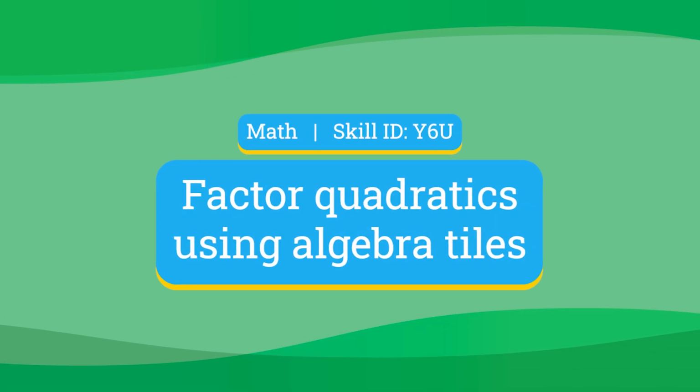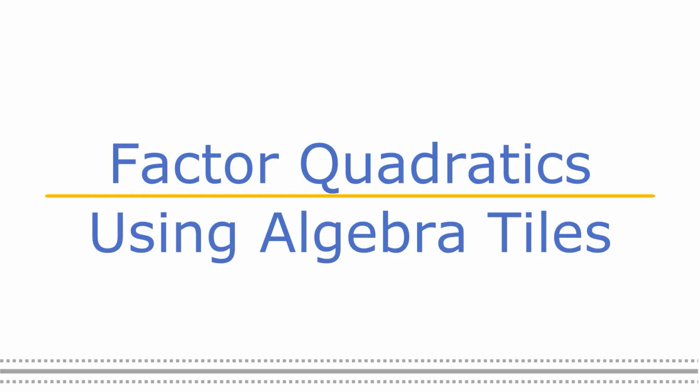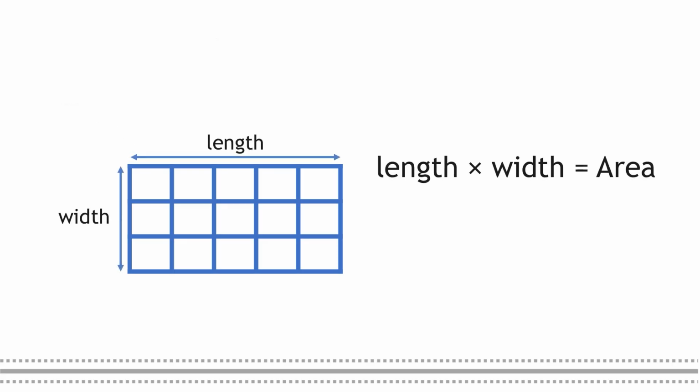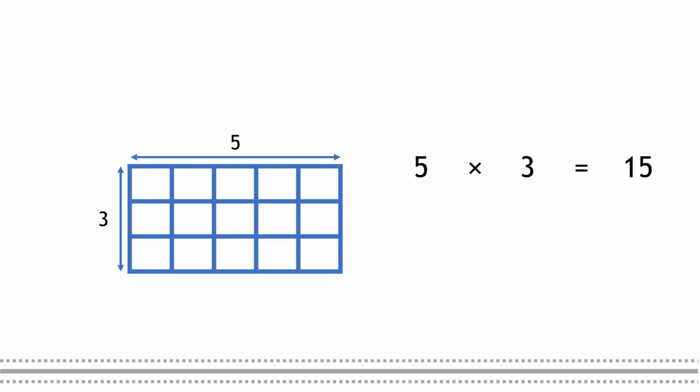In this lesson, we are going to learn how to factor quadratics using algebra tiles. Did you ever use arrays when you were learning to multiply? Arrays are a way of showing multiplication using the area of a rectangle. For a rectangle, you multiply length times width to find the area. So in an array, you multiply the number of columns by the number of rows to find the product.